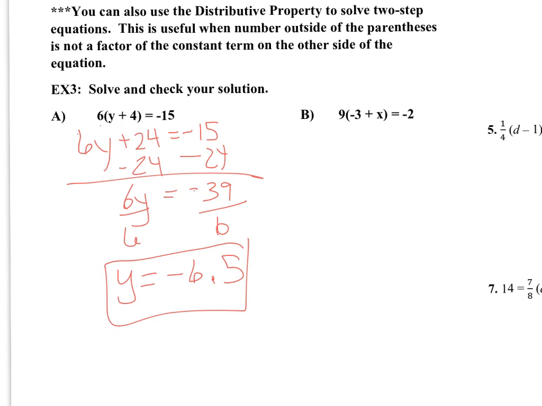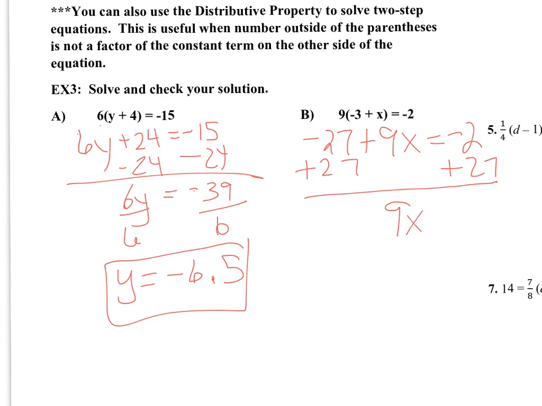Now in part B, I would do the same thing, distribute. So 9 times negative 3 is negative 27. Then 9 times x is 9x equals negative 2. So I isolate the constant, adding 27 to each side, and negative 2 plus 27, I'm left with positive 25. Then I divide each side by 9, and 25 divided by 9, I'm left with x equals 2.7 repeating.